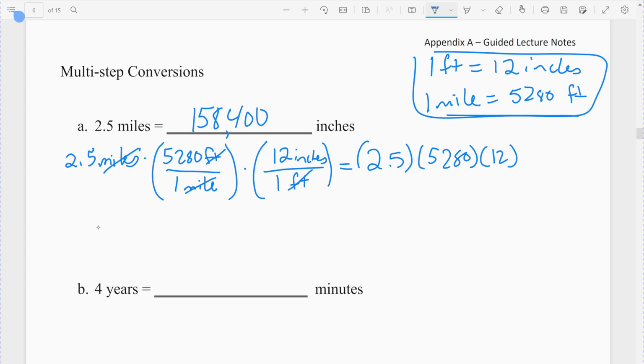All right, so for 2.5 miles, there are 158,400 inches. And again, that's a multi-step conversion. Like I said, I did it all in one shot. You could do it piece by piece. You figure out the method that works best for you. You should get the same answer either way if you convert to feet first and then feet to inches, doing the one-step conversions.